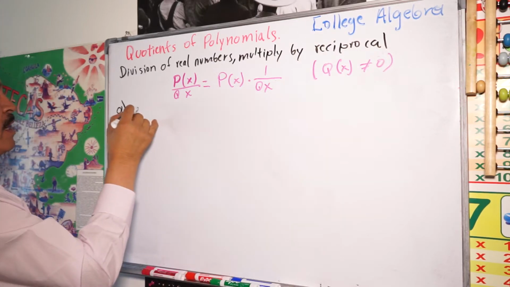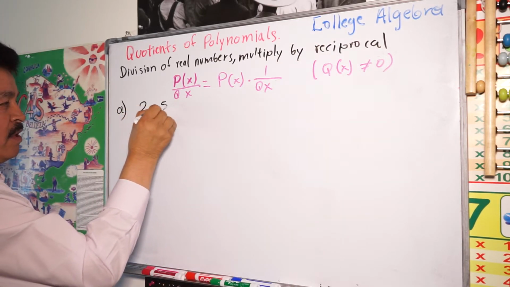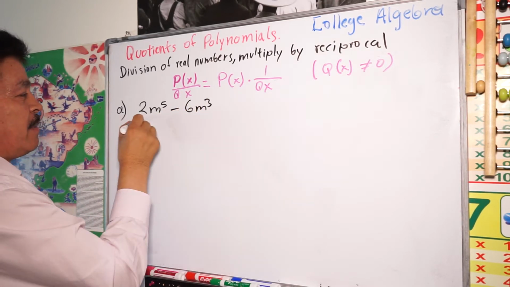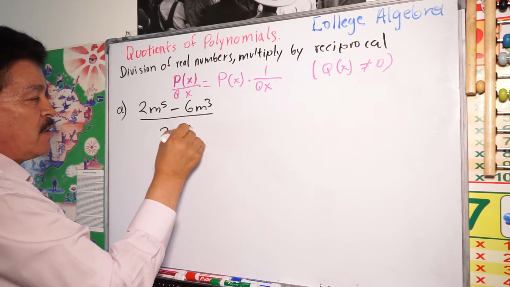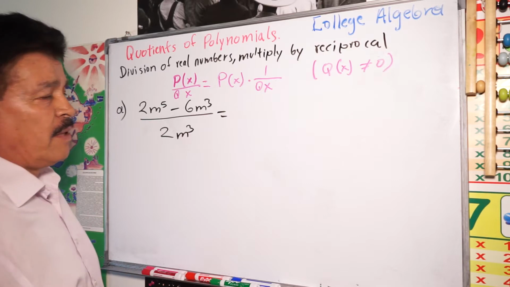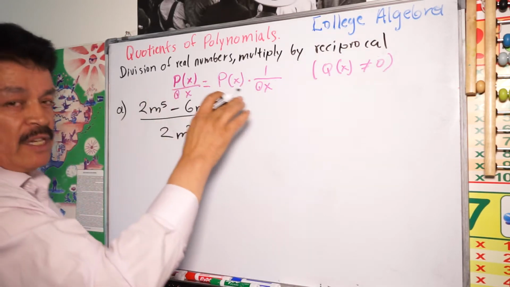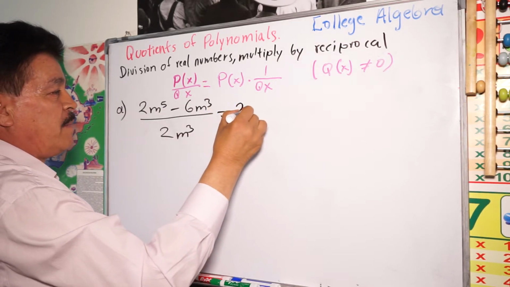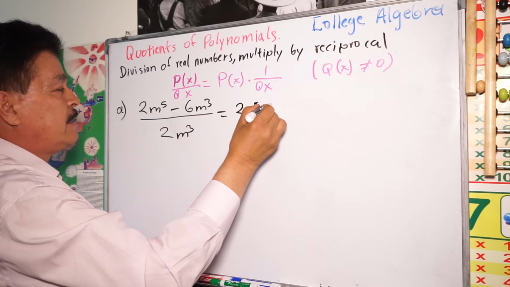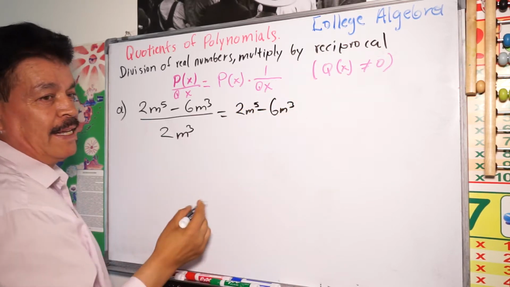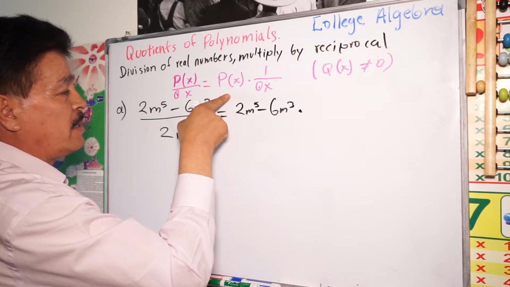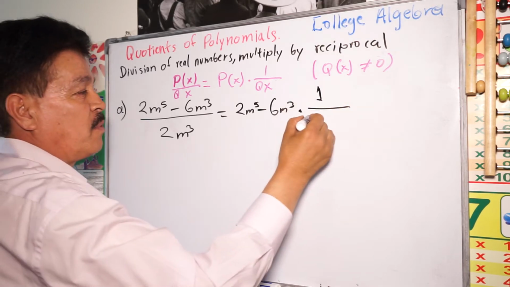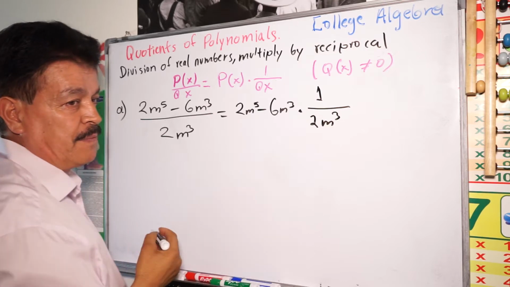So in this problem, we have 2m to the fifth power minus 6m to the third power, divided by 2m to the third power. What is the answer here? If you follow this rule, we write the top one, 2m to the fifth power minus 6m to the third power, times what? Times 1 over 2m to the third power.